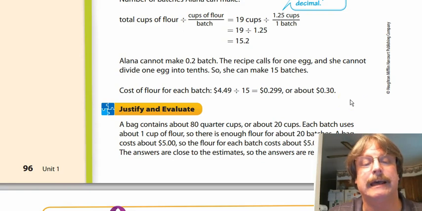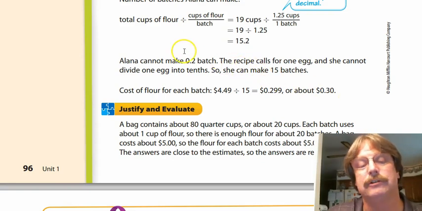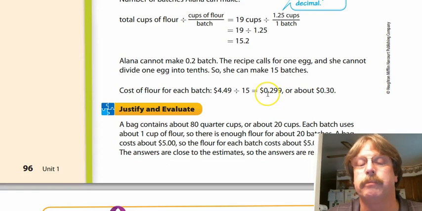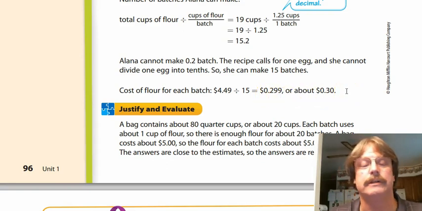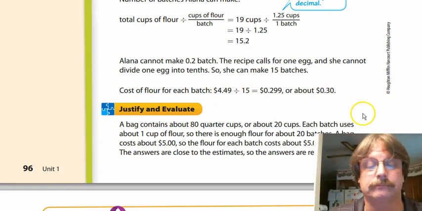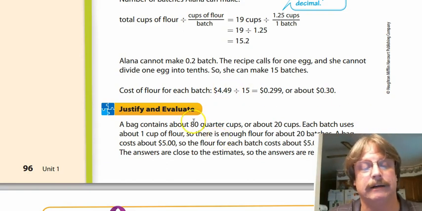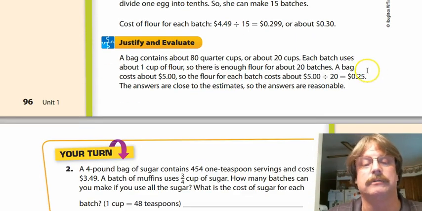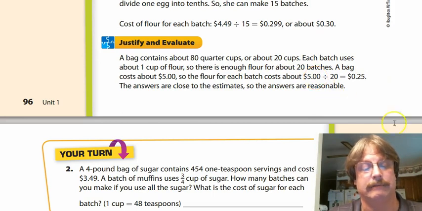And then we go ahead and we can't make, this is a good point right here, we can't make 0.2 batches, so the most we can make is 15, okay? So we take 4.49 divided by 15, and we get $0.299 or 29.9 cents, or about 30 cents for each batch. So then we did some rounding here, because 76 goes up to 80, or about 20 cups, all right? So they go ahead and explain all that right here.